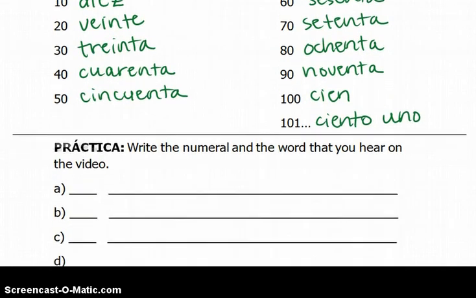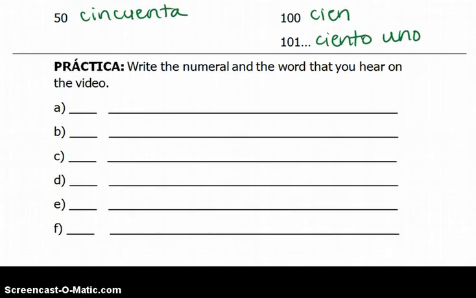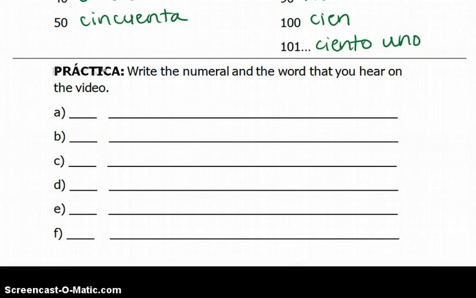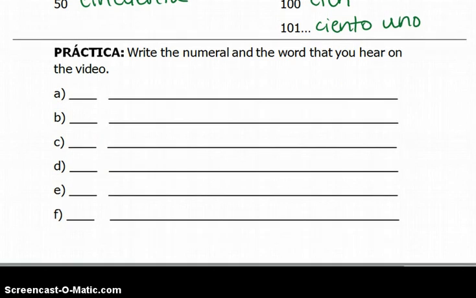Okay? Here is your practice. I'm going to give you 6 numbers to write down. I'm also going to ask you a yes/no question at the end. You can just write C or no for letter G. So for A, you need to write out the number 75. B, 15. C, 38. D, 91.